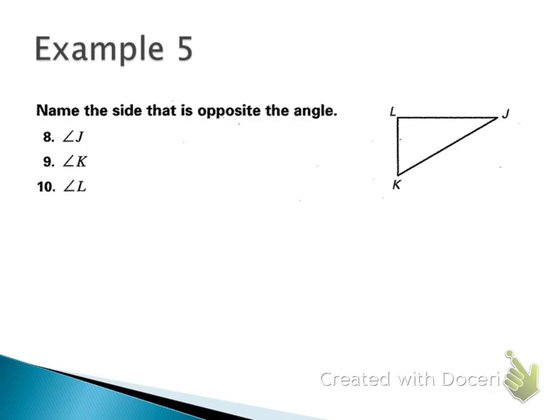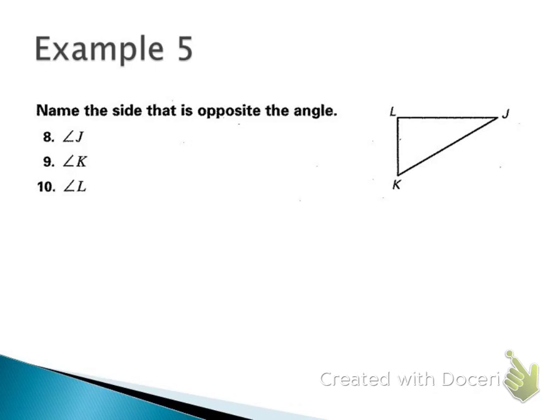All right, on example 5, we are naming the side that is opposite the angle. The easiest way to describe that, if the word opposite doesn't make a whole lot of sense to you in this situation, would be the side that doesn't make that angle. So the side opposite J, what side has nothing to do with angle J? LK, the one opposite of it or across from it, LK would be considered the side opposite angle J.